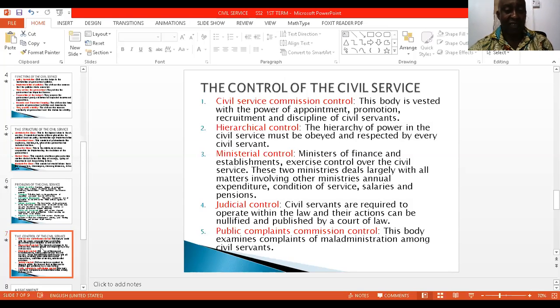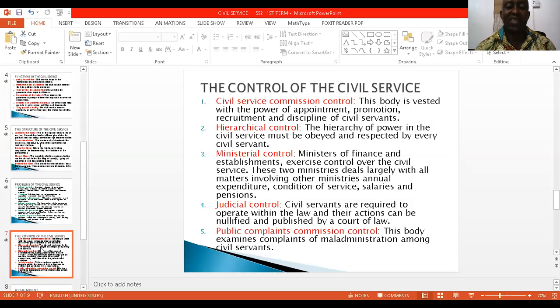Then we have the hierarchical control, the hierarchy. Remember in the structure, we talked about the administrative class. You have to respect and obey the hierarchy of authority in all your working, in wherever you are working, in various fields, in various ministries. You obey the hierarchy, you respect them. Because the seniors can control you, they can punish, they may give you query, they may give bad reports about you. So you obey the hierarchical order in your working place.